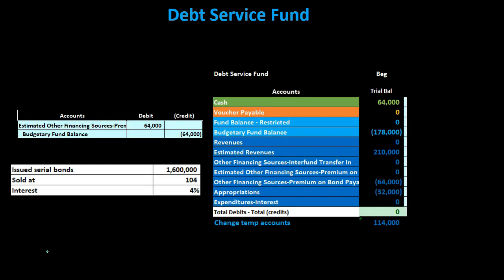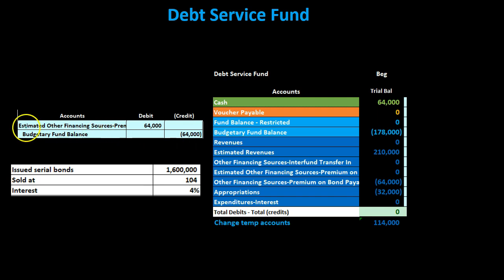The next thing we're going to do is assume that this amount wasn't included in the budgetary information. So when we recorded the budget for the estimated revenues and the appropriation, the budgetary fund balance, we didn't include this amount. So we're going to adjust the budgetary accounts to include it now that we know about it.